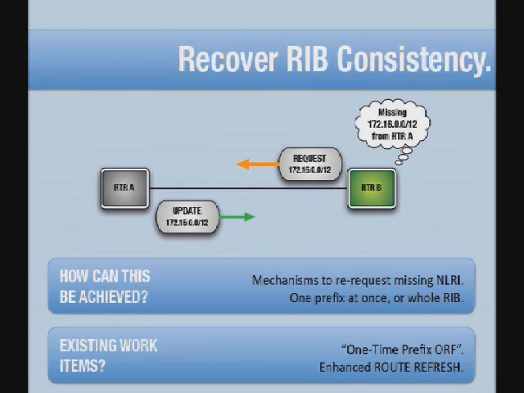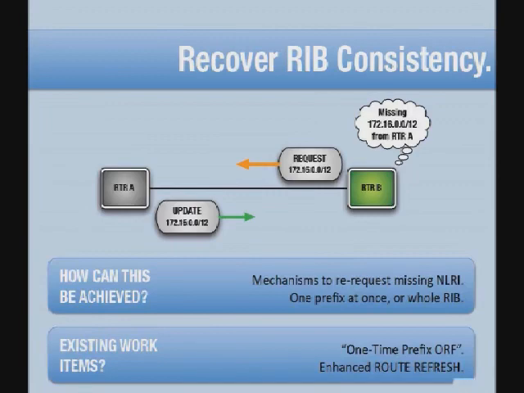It gives us a start of re-advertised RIB and an end of re-advertised RIB that then lets us work out that actually this was the whole set of routing information that we should have had. So these two work items really do answer this kind of problem. We can now re-request a single prefix, or we can re-request the whole RIB. We give ourselves a chance to get back to being consistent.